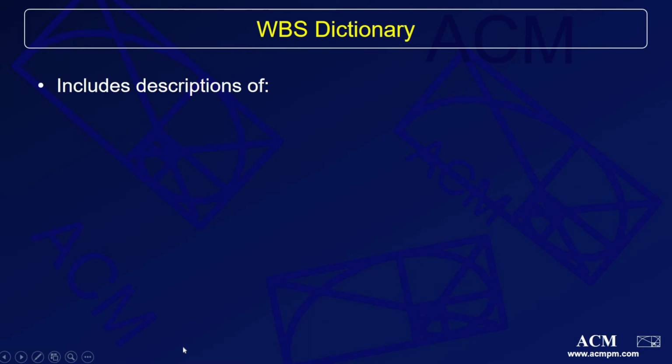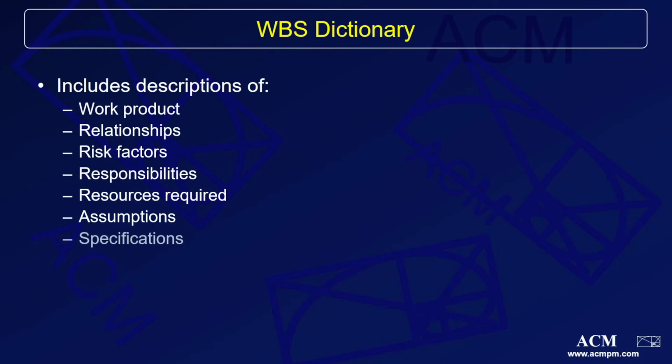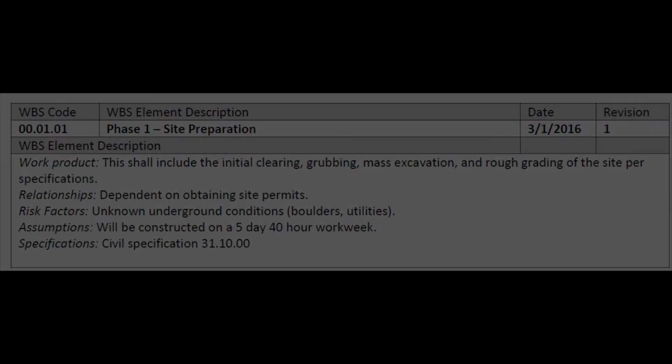To help this process, you should create the WBS dictionary. A WBS dictionary describes each of the work elements. It includes the descriptions of the work product, relationships, risk factors, responsibility, resources required, assumptions, specs, and any other detail that may be beneficial. This helps clarify any specifics that may happen later when team members or stakeholders have questions on the deliverables. This also helps the team identify any duplications.